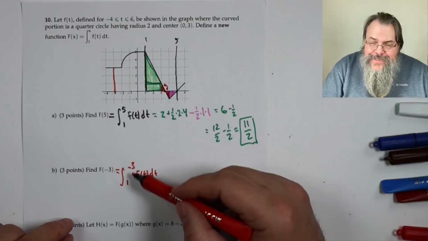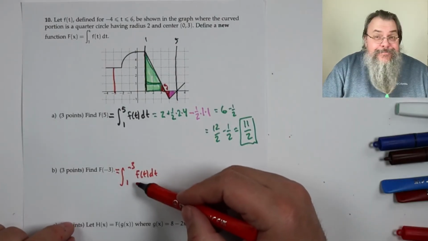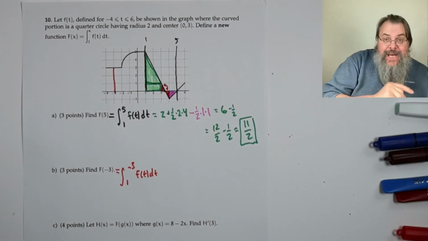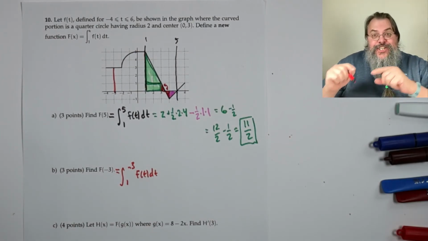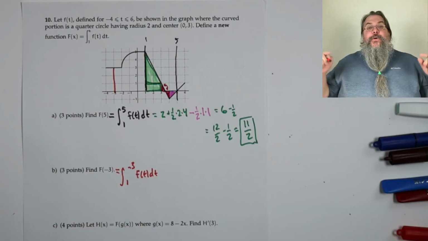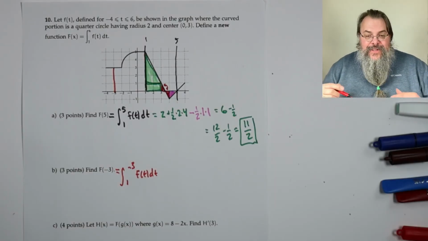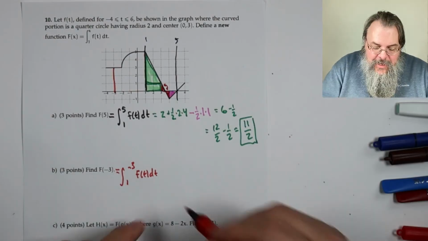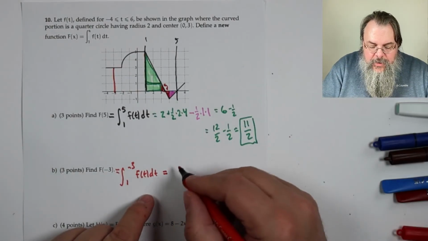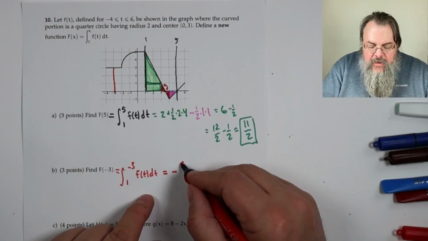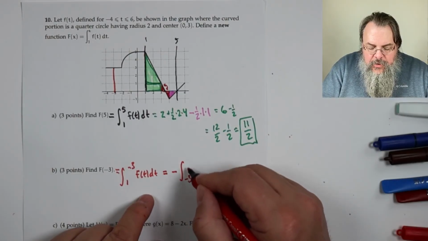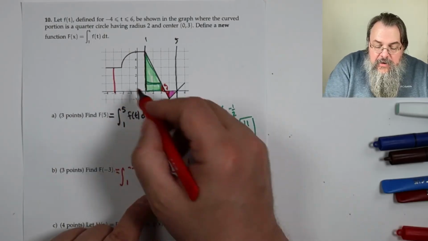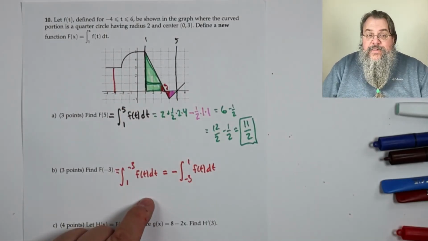But notice something about the bounds. They're not in the right order. Order matters. Orientation matters. We care about these things. So we need to fix it. So how do we fix it? Well, let's put them in the right order. So minus, and now you flip the order. So we can say, look, find the area and then put a minus in.